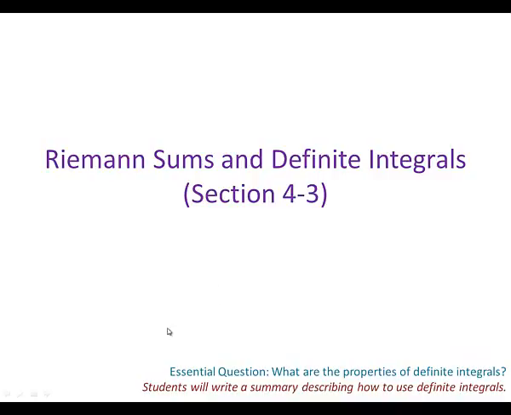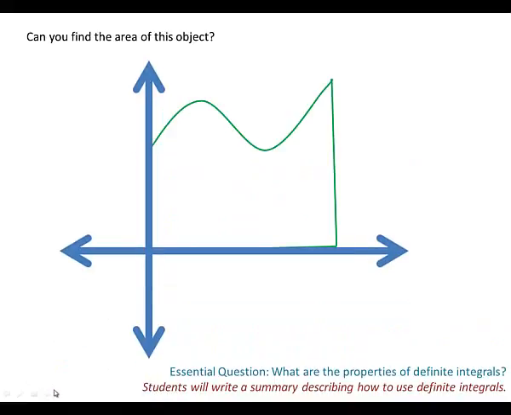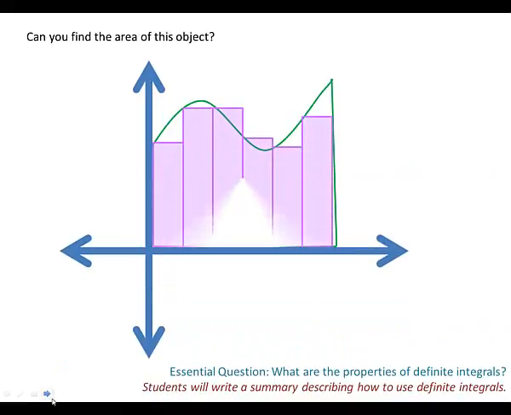Okay, so before the break, we were trying to solve this problem, right? I gave you that object. I said, how do we find the area of it? So what we did was, we filled it in with some rectangles, filled them in going from the left, filled them in going from the right. We got close to the area, but we still had all these gaps. So we need to figure out how to fill the gaps.